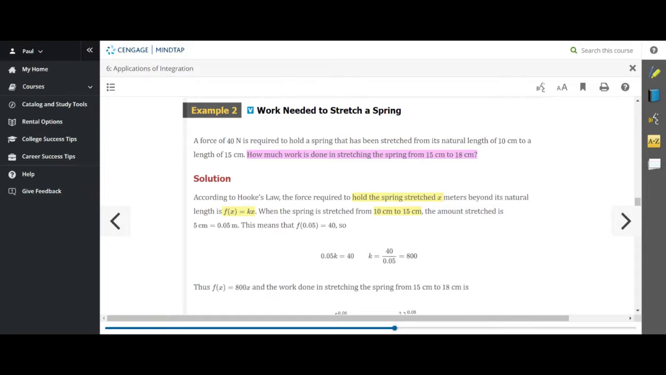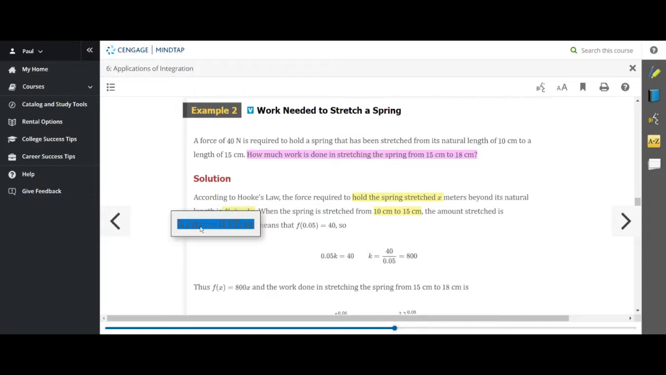According to Hooke's law, the force required to hold the spring stretched x meters beyond its natural length is equal to k times x. When the spring is stretched from 10 centimeters to 15 centimeters, the amount stretched is equal to 5 centimeters, but we're going to convert centimeters into meters.